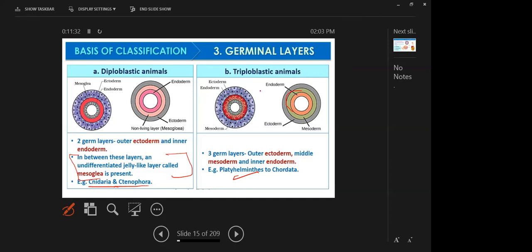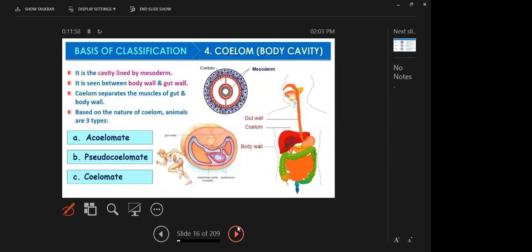That's it. So mesoglia differentiates into mesoderm and triploblastic. Undifferentiated jelly-like layer is mesoglia. A differentiated group of cells which will also give rise to some of the organs of the body is mesoderm. So when mesoderm is found, then 3 layers are found. So that is triploblastic animals. All those from platyhelminthes to the mammals are triploblastic.